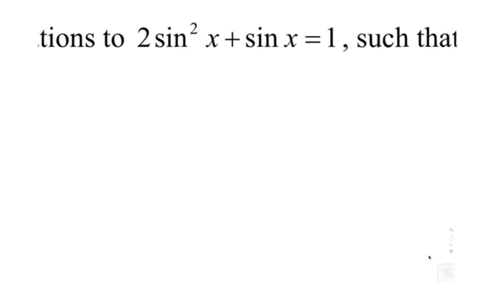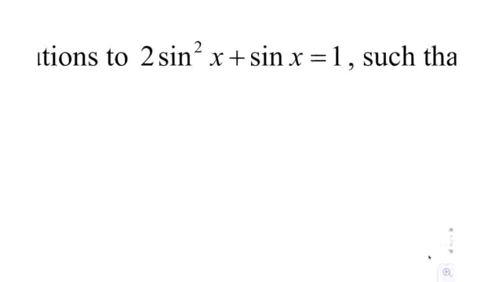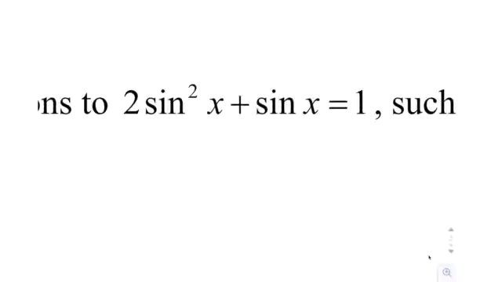Okay, so what do you notice about this equation? There's two variable terms. One of them is sine squared and one of them is sine of x. Now, let's go back and think about when the last time we saw something like that that had a squared term and a non-squared term.